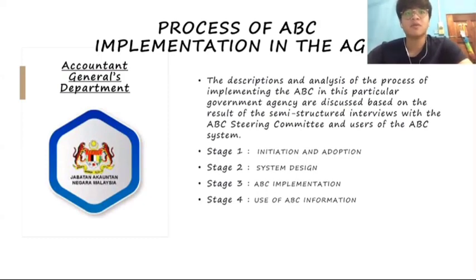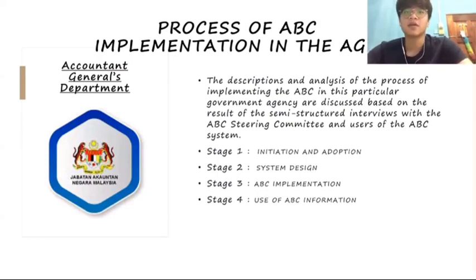The process of implementing the ABC system was later cascaded down to all divisions at the headquarters and branches. Lastly, the final stage is use of ABC information. The final stage of the ABC system implementation is concerned with the actual use of the ABC information.